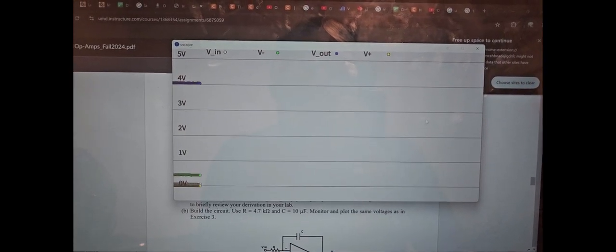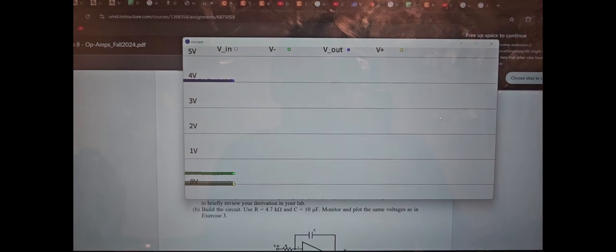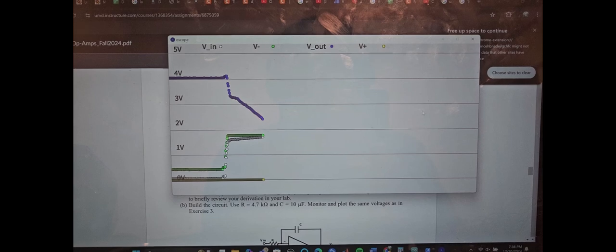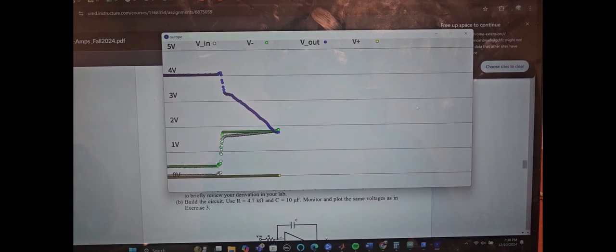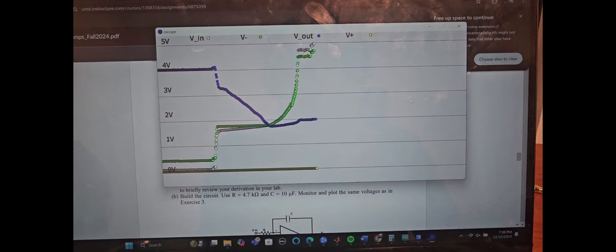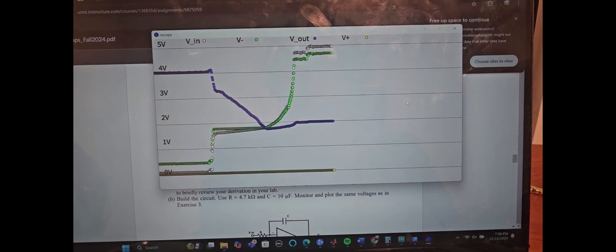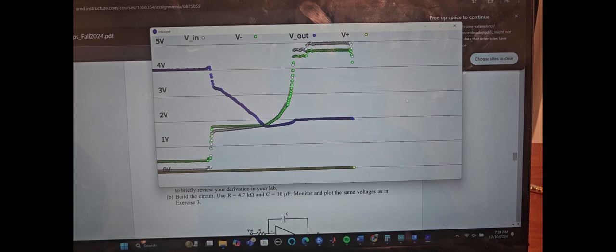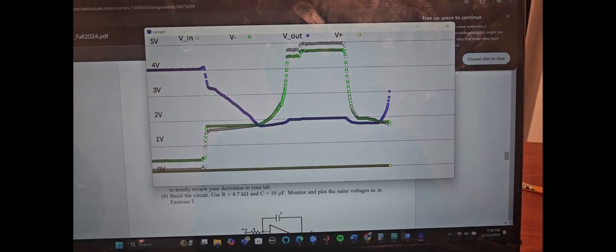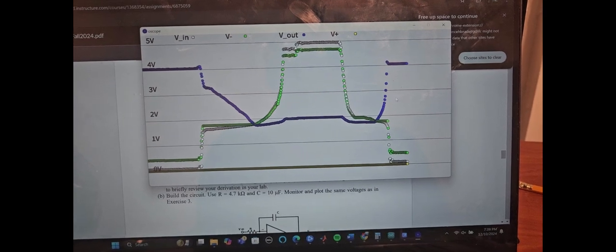So for the inverting amplifier, we can see that once I increase the input voltage, the output voltage decreases, and the output voltage will decrease until it reaches around 2 volts, which is where it plateaus. And then once I put the input voltage below the 2 volts, it starts to increase to around 4 volts.